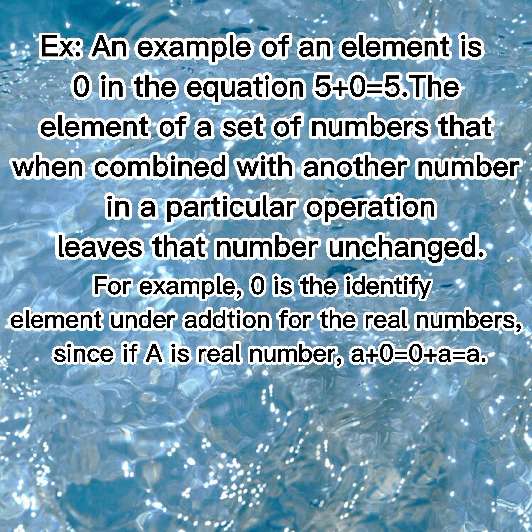The element of a set of numbers that, when combined with another number in a particular operation, leaves that number unchanged. For example, 0 is the identity element under addition for the real numbers, since if a is any real number, a plus 0 equals 0 plus a equals a.